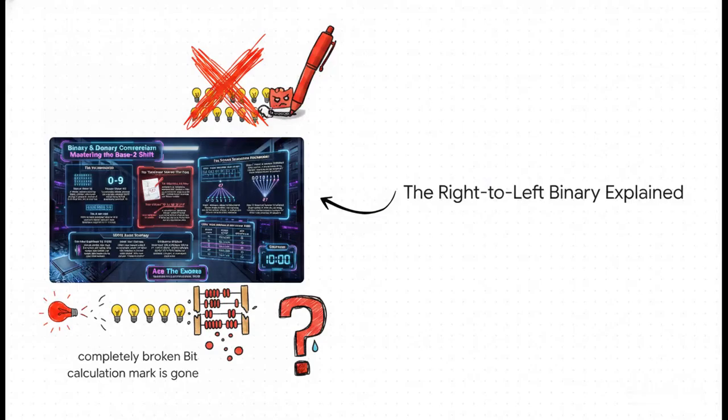Look at this. Here's where that catastrophic right-to-left error happens. Students often mistakenly calculate their place values completely backwards, starting their power count at 2 to the power of 1 on the right instead of 2 to the power of 0. Doing this misses the least significant bit entirely. The result? A completely broken final denary answer that's usually off by just 1. And bam, just like that, the calculation mark is gone.